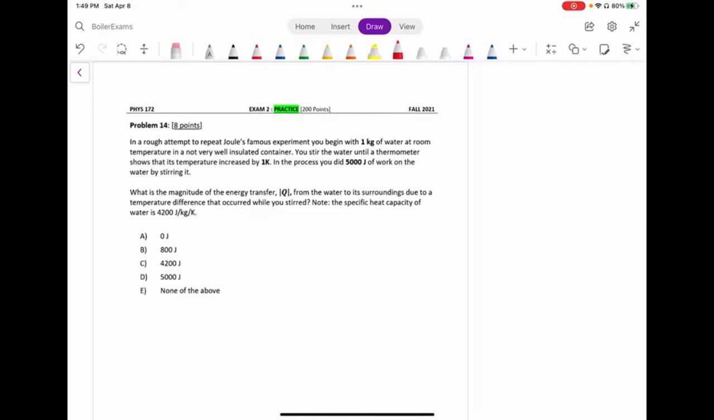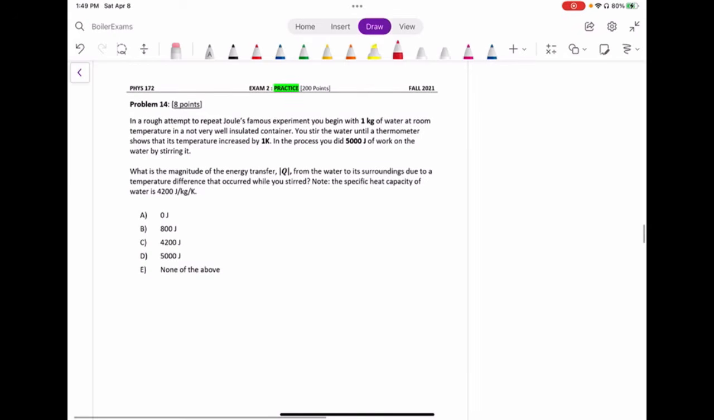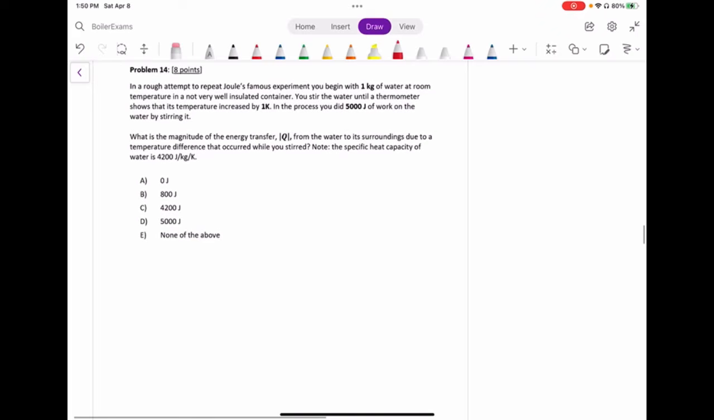Problem 14. You're trying to repeat an experiment, 1 kilogram of water, and you stir it. So you're inputting work by stirring it, and it rises by 1 degree Kelvin. What is the magnitude of heat transfer from the water to its surroundings? Okay. Energy principle, delta E equals work, system, surroundings. So water, U, and in parentheses stirring, because you're going to input the work of stirring.